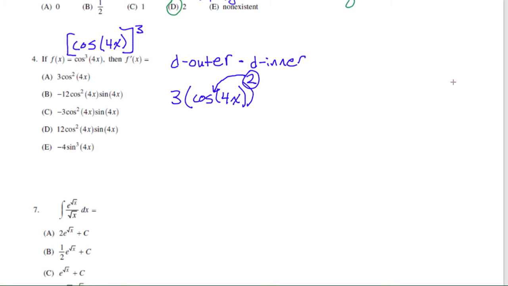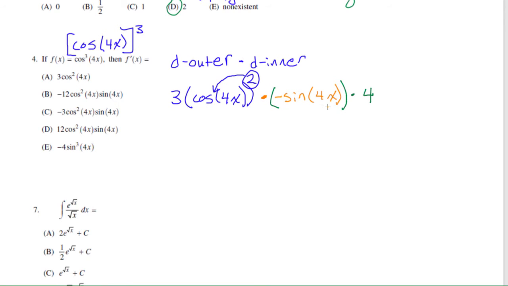Okay, that was Dowder. And then dinner is going to be a derivative of cosine. So the derivative of cosine is negative sine, so negative sine of 4x, and then there's a dinner inner because 4x has not been taken the derivative of, so the derivative of 4x is 4, so this is going to be times 4. By the way, there are parentheses around there too, in case there's a negative, and that was a really bad multiply symbol. It looks kind of like a minus.